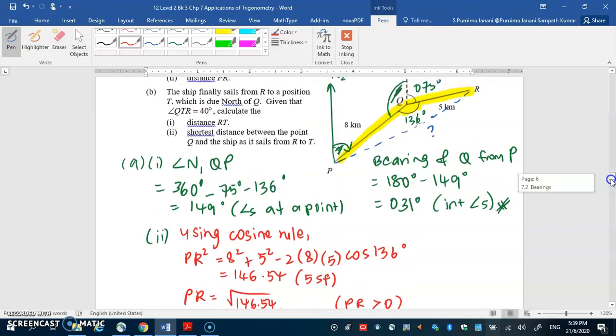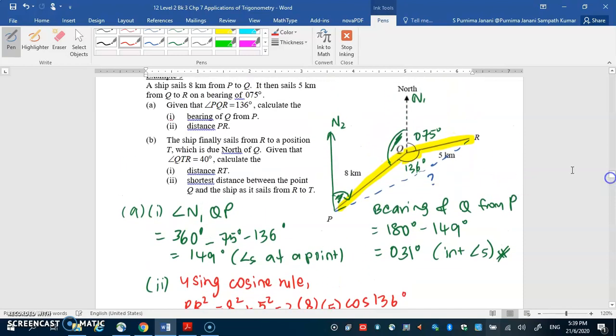Okay, next. The ship finally sails from R to a position T, which is due north of Q. So T is somewhere here along the north from Q. And they say given that QTR is 40, calculate distance RT. So there's some weird T over here along the north line, and they say QTR is 40. So this angle here is 40. They want you to calculate the distance RT.